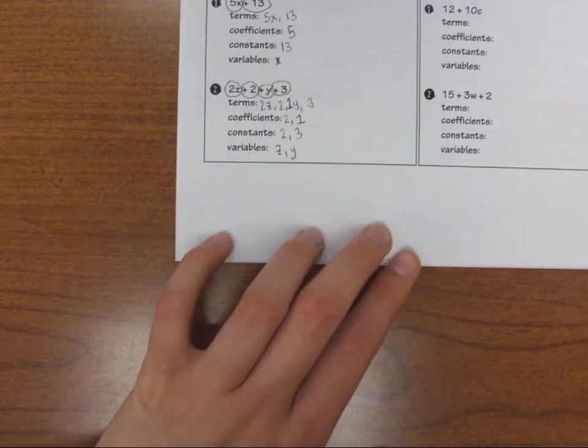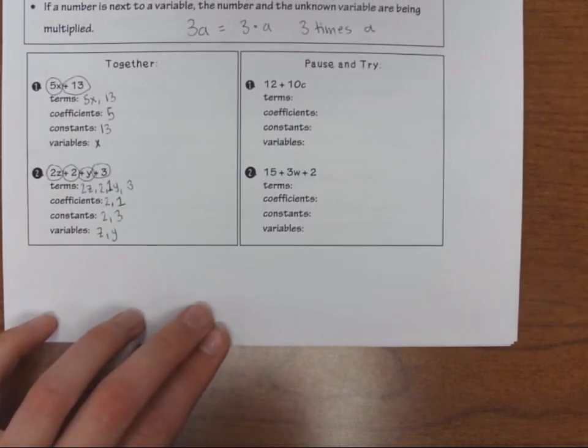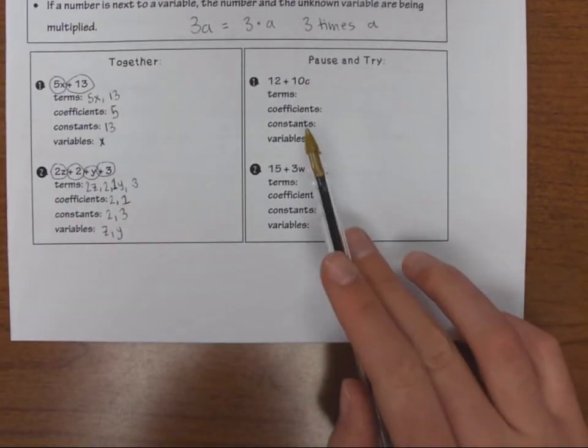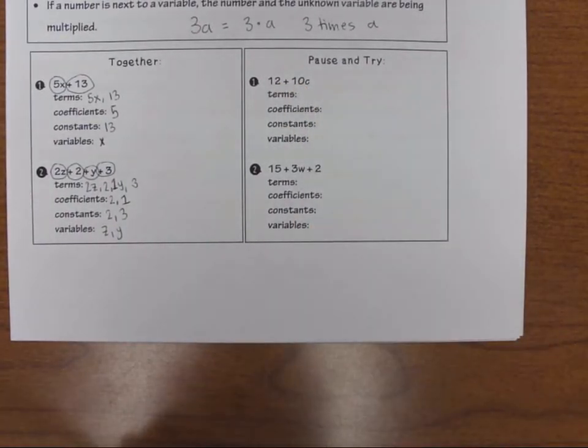Okay, that's all we need to do for that, is list out the pieces. So over here on the pause and try, you're going to do that. So you're going to circle your terms, list the coefficients, list the constants, and the variables.